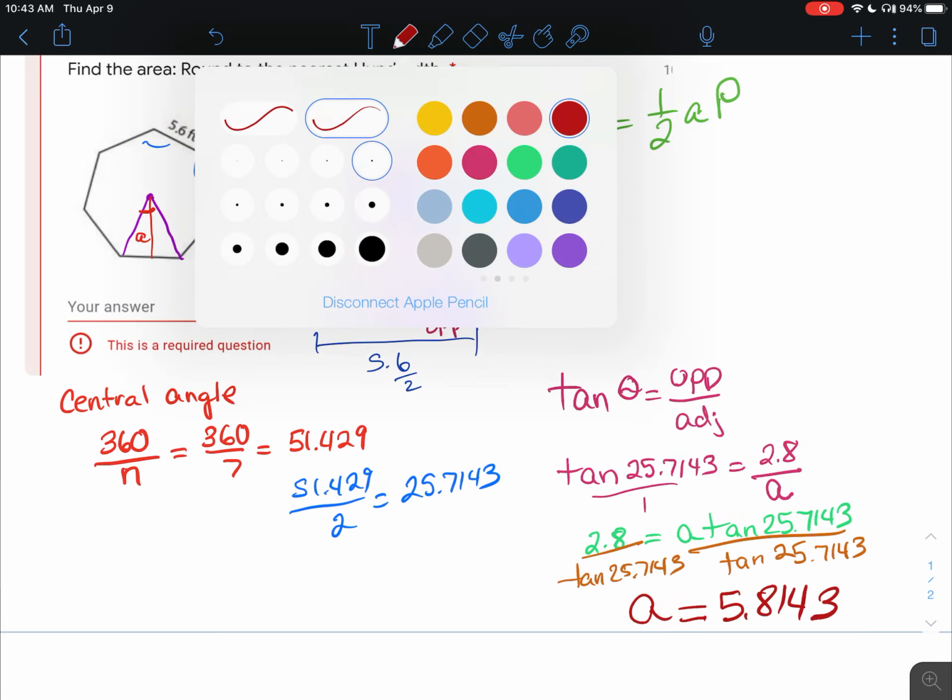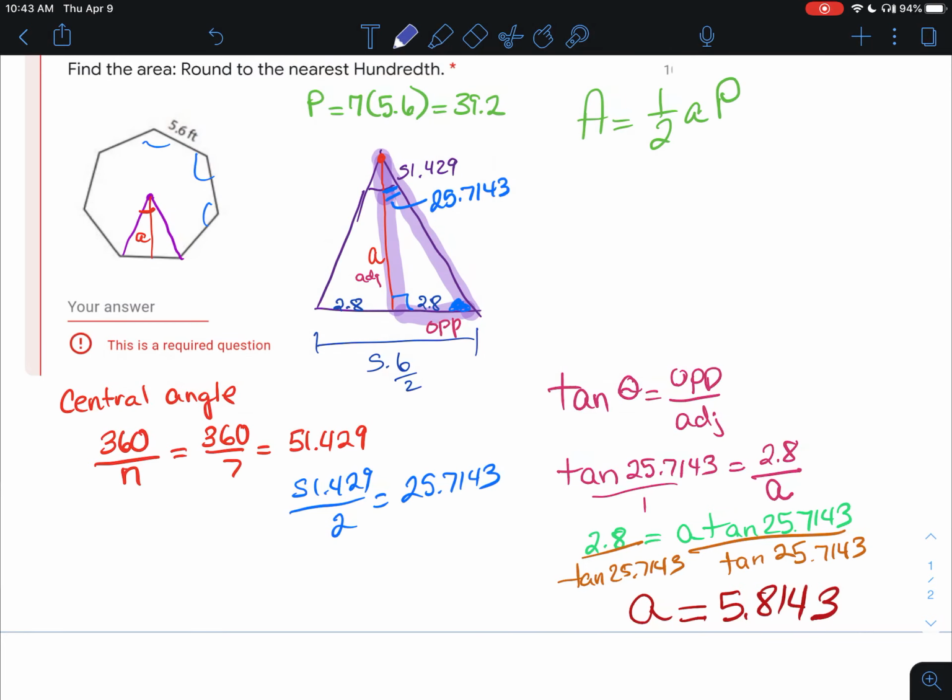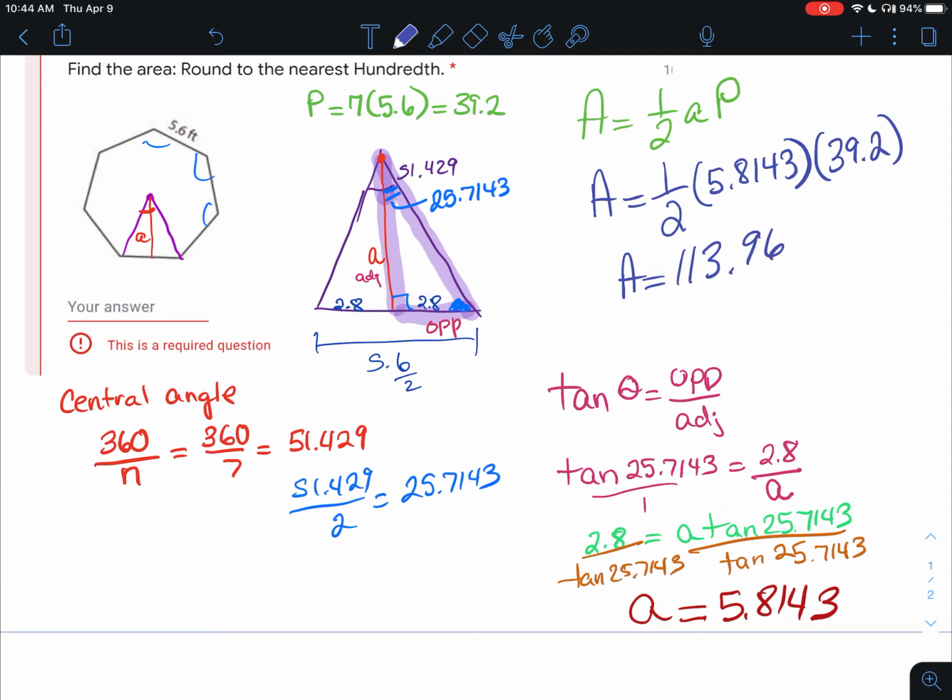Now we have everything we need. We can come right back up here to our problem. So the area is going to be equal to 1/2 the apothem, 5.8143, and our perimeter of 39.2. Plug that into our handy dandy calculator, and I got 113.96. And rounding to the nearest hundredth, that's probably good enough right there.